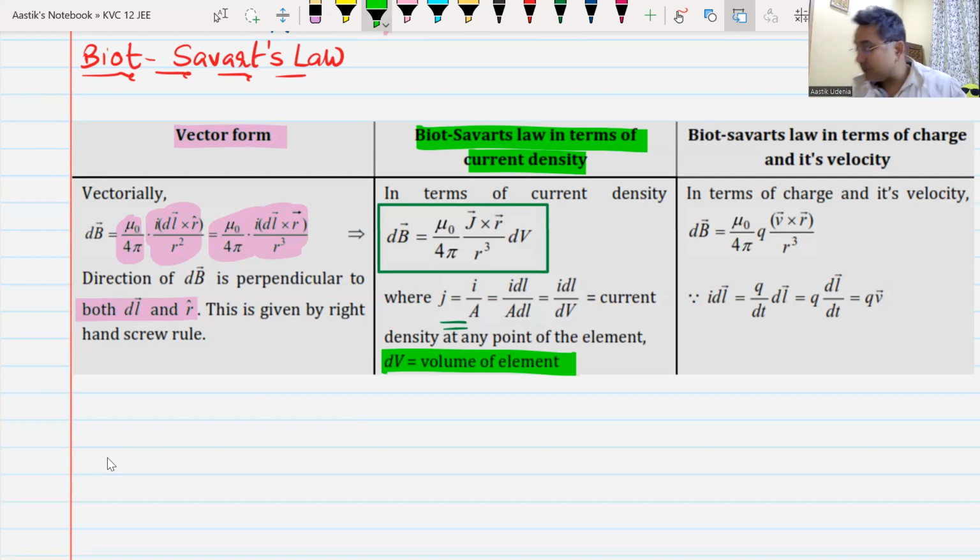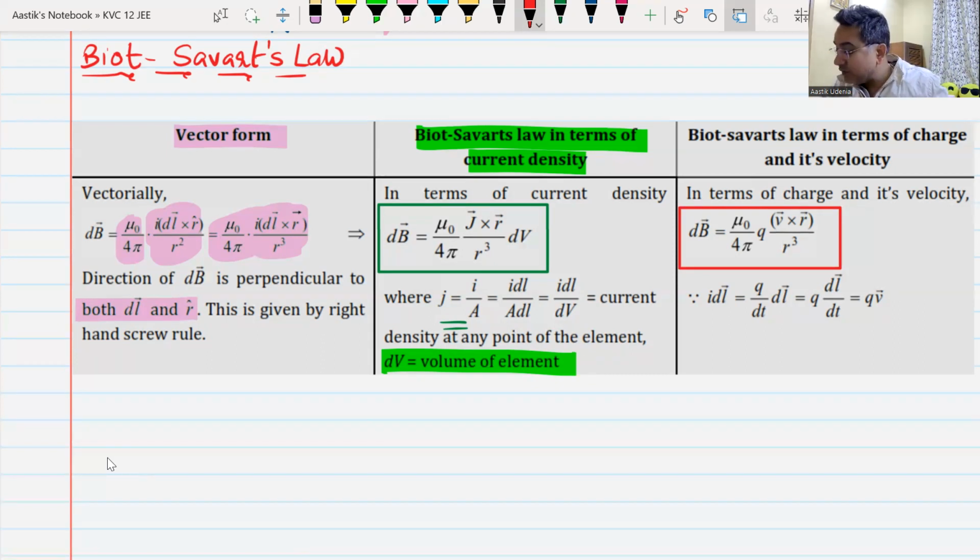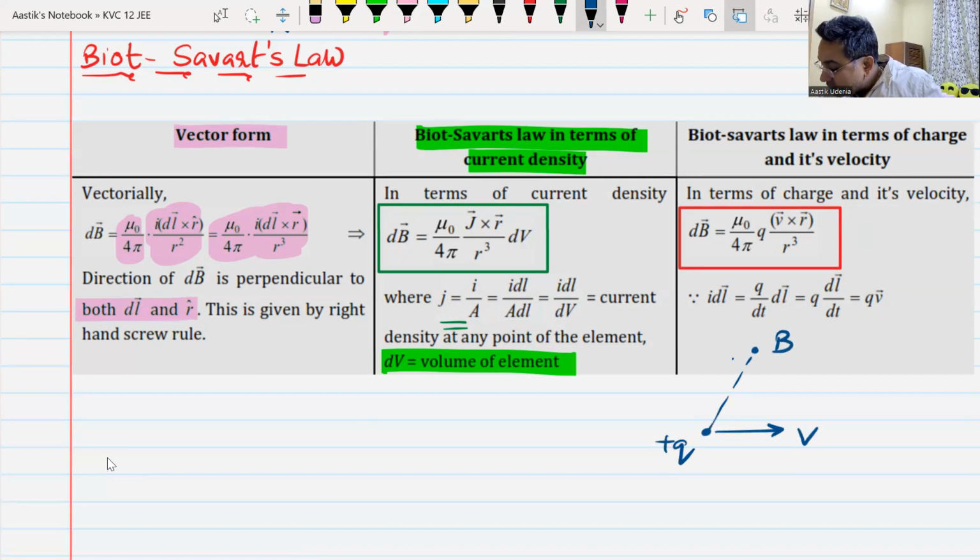The third formula is the one where revolutionary things happen. This is a revolutionary formula. This is the formula of magnetic field created by a point charge: q v cross r by r cube. So if I have a point charge plus q moving with a velocity v, and I have to calculate magnetic field at this point, this would be the radius vector r, and the value of magnetic field will be given by this formula.